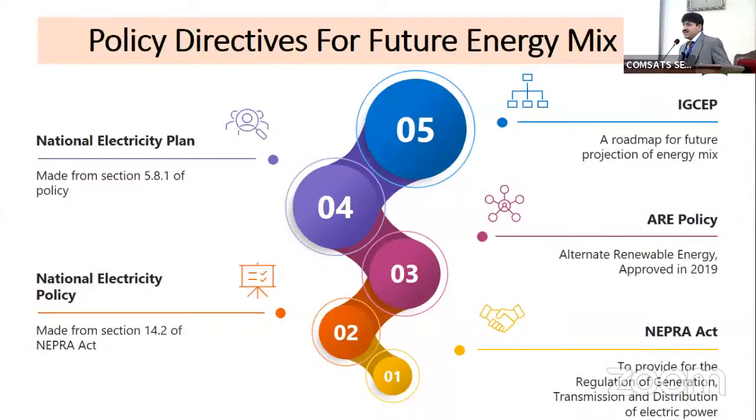Alternative energy policy that targets 30% of renewable power in the overall installed capacity of the country by 2030. This is already in place. Now we are coming with the national electricity plan, and we are very hopeful that it will change the overall scenario of the power sector. And IGSEP is a crucial document that was developed for the first time last year, and this year it will be a composite document of generation as well as transmission capacity, and we are going to implement it in a very holistic manner.